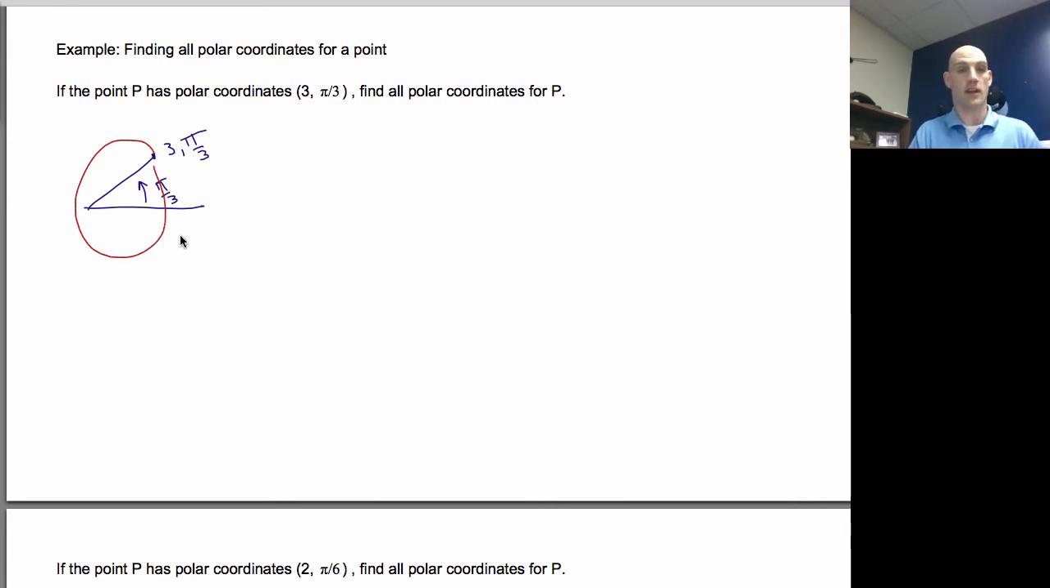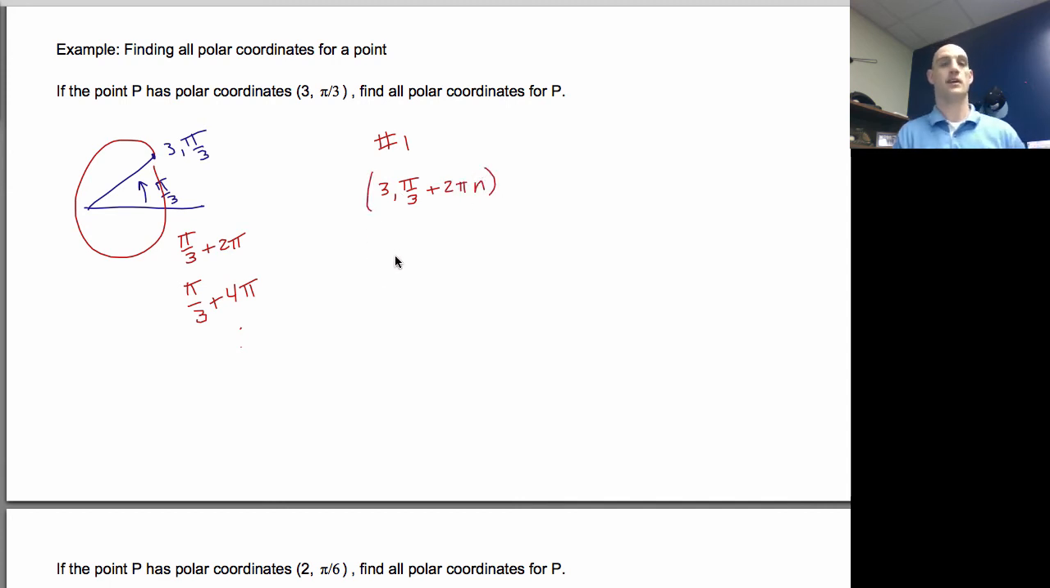Okay, so this angle would then be pi over 3 plus 2 pi, right? Well, in reality, it could go around 2 pi, and then it could go around again, so plus 4 pi. And you see how this pattern would go. We'd keep going around in increments of 2 pi. So one of my possibilities is going to be 3 comma pi over 3 plus 2 pi n, okay? Because n is some number where it goes around again, and again, and again.